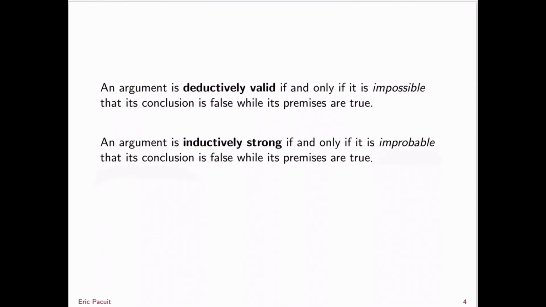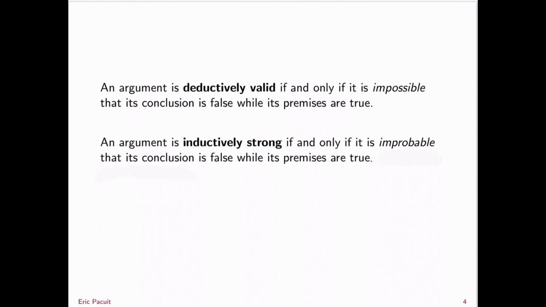So, as a reminder, an argument is deductively valid if and only if it's impossible that its conclusion is false while its premises are true. An inductively strong argument is an argument such that it is improbable that its conclusion is false while its premises are true. So the key idea in moving from deductive validity to inductively strong is to replace impossible with improbable. So we weaken impossibility to improbability.